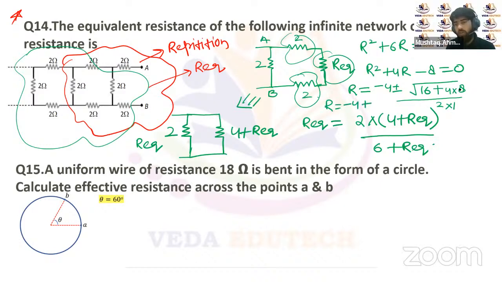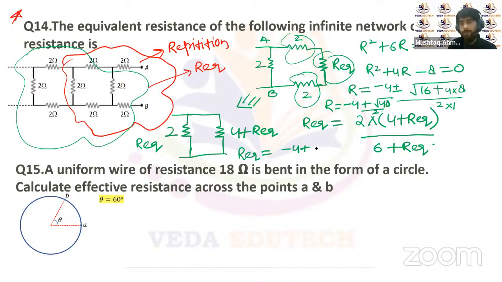so 8 into 4 will be 32, right? 32 plus 16 will be 48, right? It will be root 48 upon 2. So this will be the final equivalent resistance, right? So the equivalent resistance for this circuit will be minus 4 plus root 48.